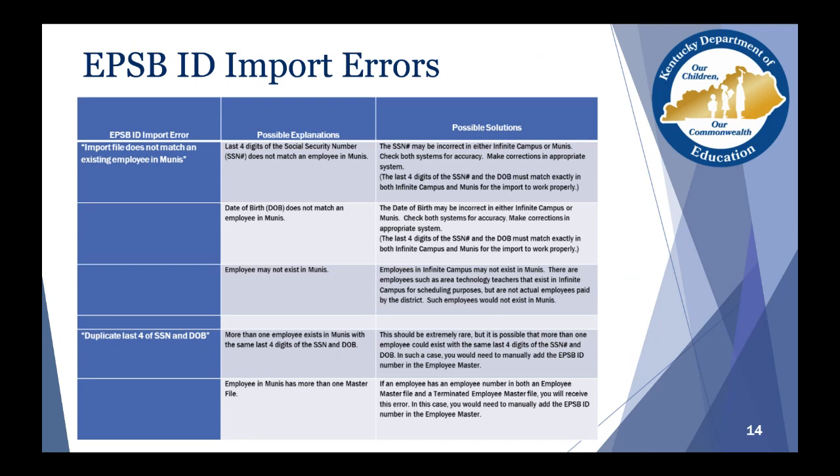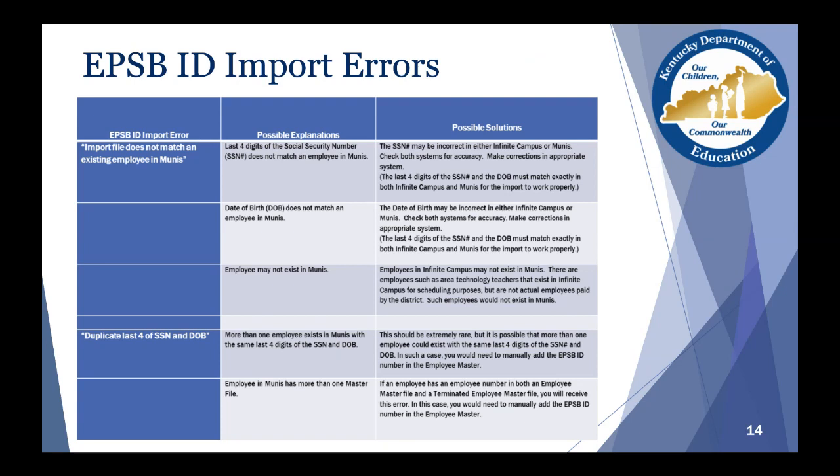The second one is an employee in Munis has more than one master file. So we found that if someone had an Employee Master and a terminated Employee Master, they had both Employee Master screens in Munis, you would get this error. We have had a fix that should keep that from happening. You shouldn't see this error if you have someone who has an Employee Master and a terminated Employee Master, but I'm just leaving it in there for now until we know for sure that that's 100% across the board fixed.